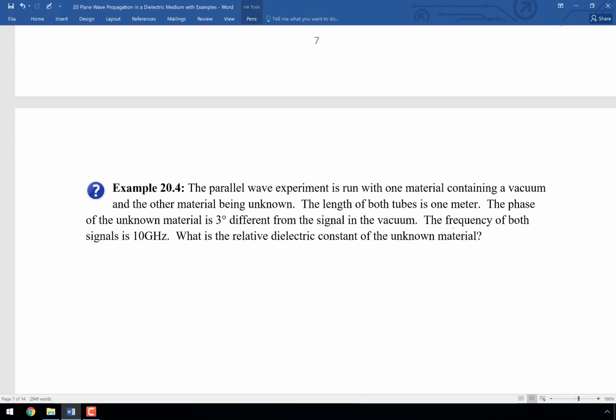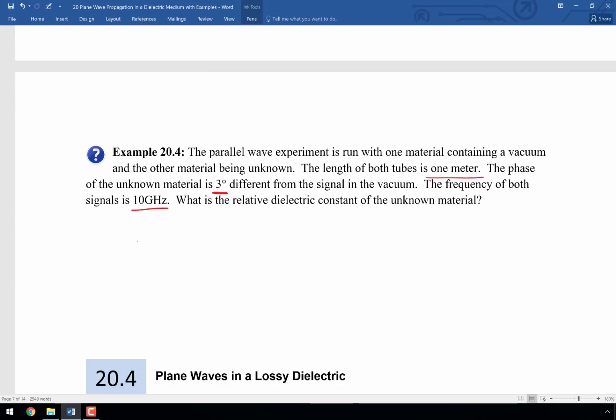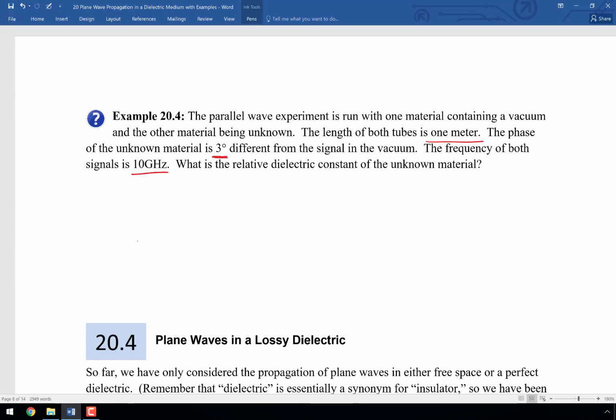So let's see an example of this. I know that the parallel wave experiment has one material with a vacuum and the other material is unknown. The length of both tubes is 1 meter. The phase of the unknown material is 3 degrees different from the signal in the vacuum. And the frequency of both signals is 10 gigahertz. What is the relative dielectric constant of the unknown material?